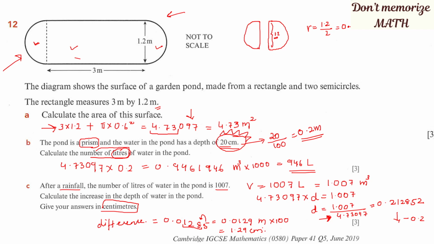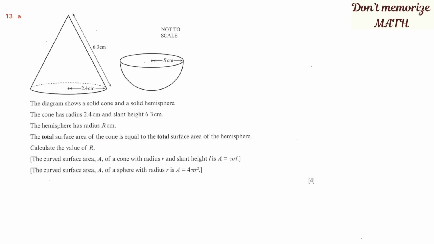There will be similar questions like this for the final exam, because this type of question is very important, especially for extended students. This is a paper 4 question from the year 2019. Okay, so question number 13. This is the last question from this unit's past paper.